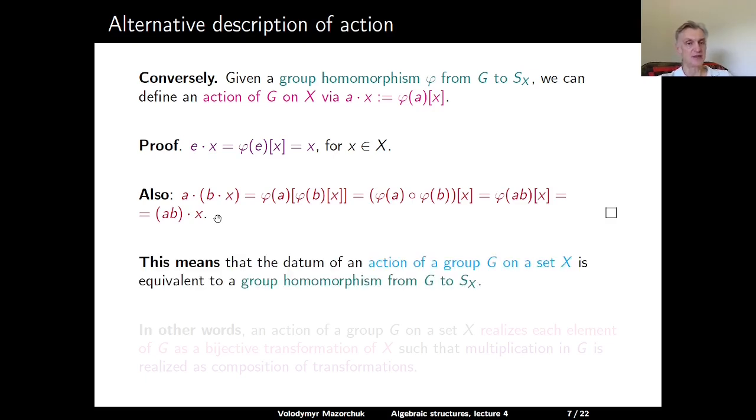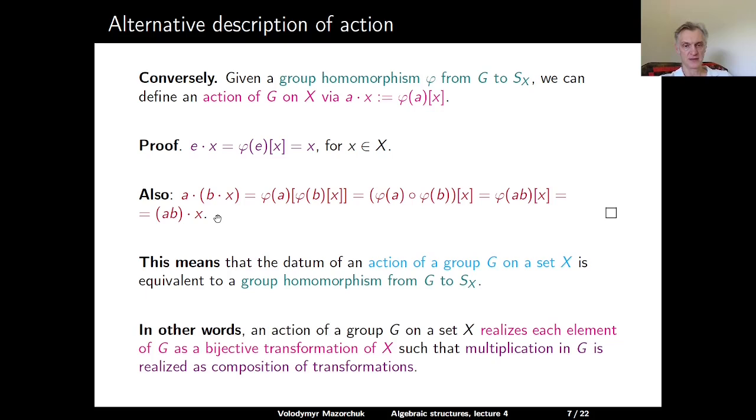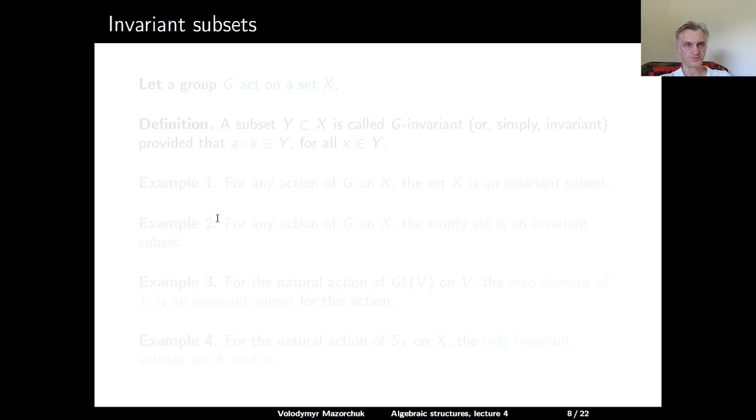So this means that the datum of an action of a group on a set is equivalent to a group homomorphism from this group to the symmetric group on that set. In other words, an action of a group on a set realizes each element of our group as a bijective transformation of our set, and this realization is such that the multiplication in the group is realized as composition of transformations.